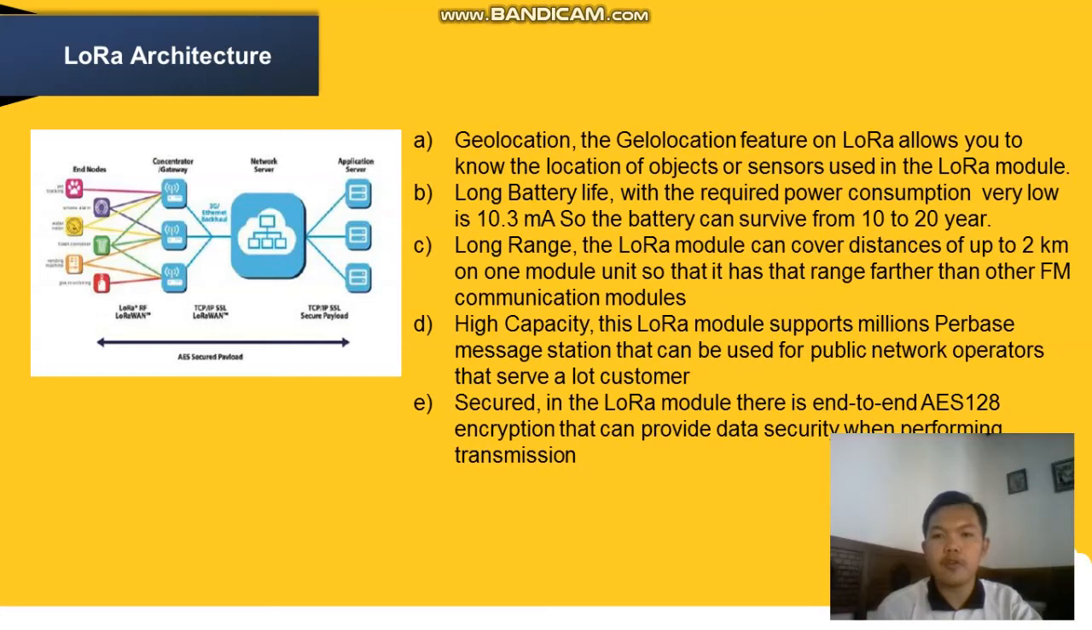Long range. The LoRa module can cover distance of up to 2 km on one module unit, so that it has farther range than other FM communication modules. For high capacity, this LoRa module supports millions of messages per base station that can be used for public network operator. They serve a lot of customers. Next, secure. In the LoRa module, there is end-to-end AES 128 encryption that can provide data security.